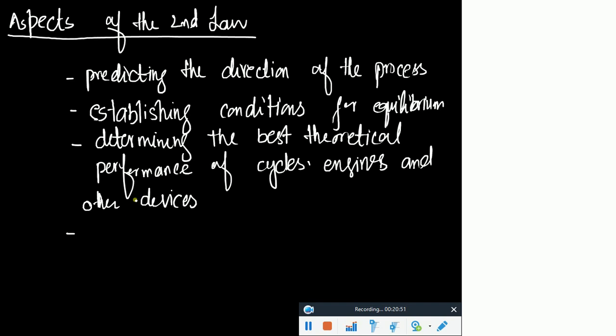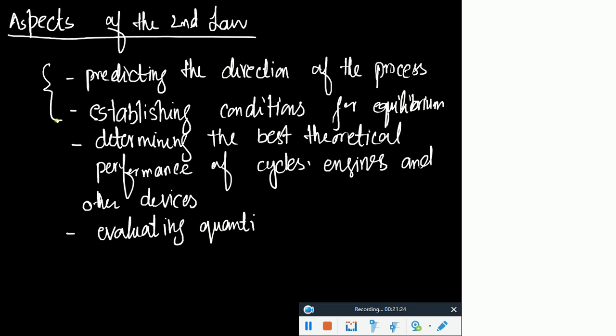Then we can evaluate quantitatively, not only qualitatively. This is something which is qualitative, isn't it? Predicting the direction, conditions of equilibrium. You can just talk about that. It is going from here to here, but you can't describe it in terms of numbers. So if you can't describe it in terms of numbers, it means you are talking about something which is qualitative. If you start talking about numbers, it means you are talking about quantitative analysis.